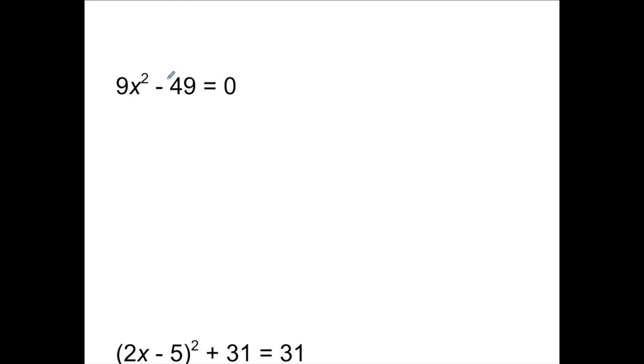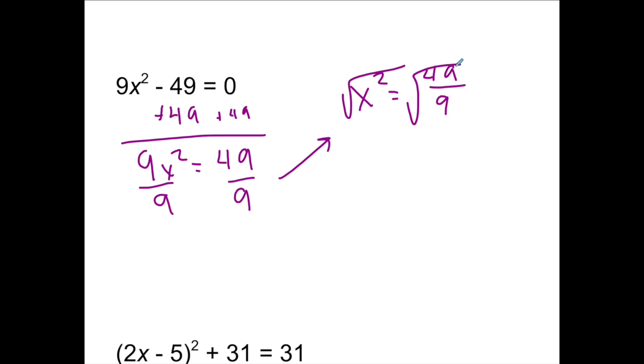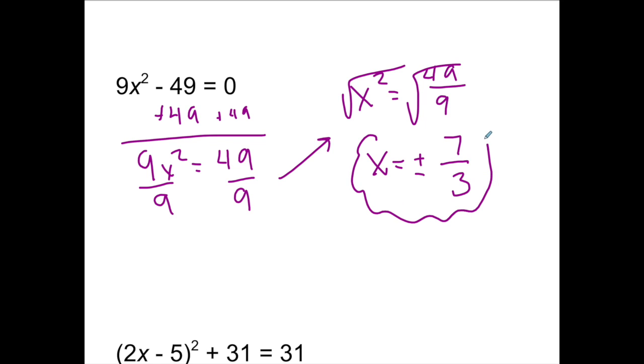All right. Our next one, we have 9x squared minus 49 is 0. So we'll start it off the same way. Just add the 49s. So we get 9x squared equals 49. We now divide by 9, divide by 9. So you get x squared equals 49 ninths. I then will root both sides, and I get x is equal to plus or minus the square root of 49 out of the square root of 9, which is 3.